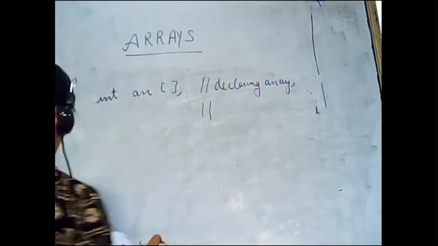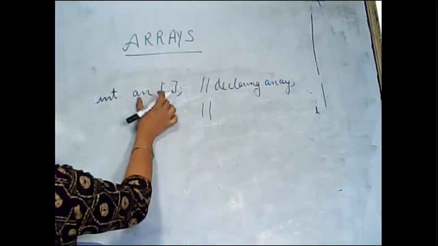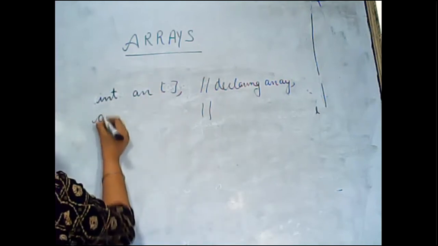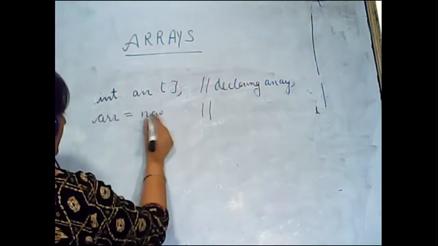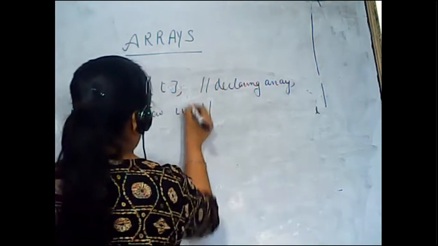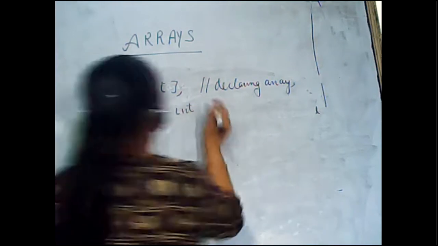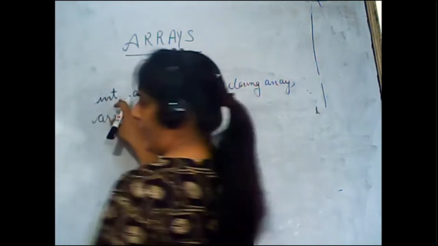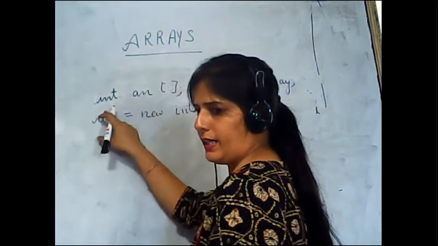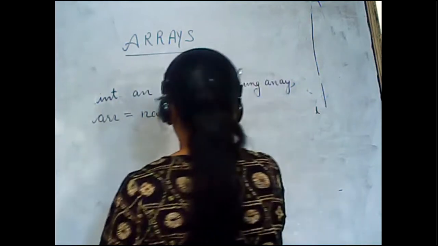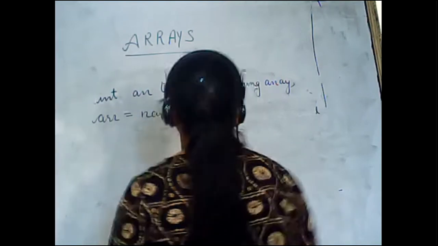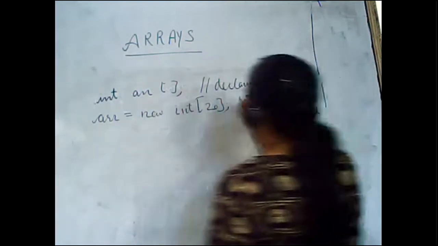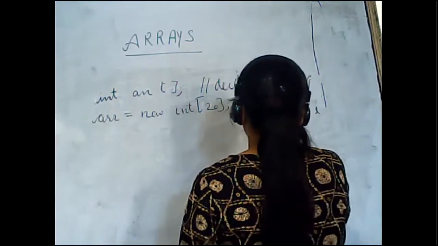So what will we write? What is my array name? I can write array equal to new. New is the keyword that we use. Int will be there, because the type of my array is integer. And here I need to refer the size. Okay, so this is the instantiation of an array.